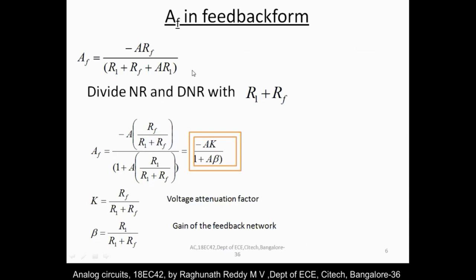Why we are representing the feedback form is we need to compare this one with the non-inverting amplifier. For that sake we have done it. Then RF by R1 plus RF is called the voltage attenuation factor. So if we substitute that value, you get minus A K in the numerator, and this one is beta, so that 1 plus A beta. This is the closed loop gain of inverting amplifier when A is finite.